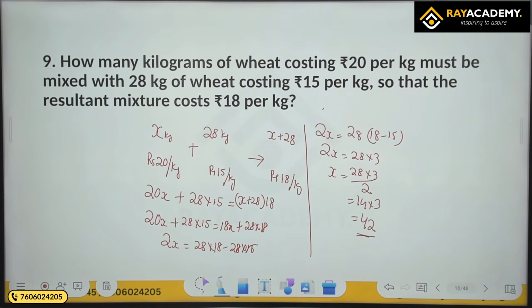First you go through this, and I will also explain another method, that is the alligation method. That is also very easy. We can see how to solve this one.